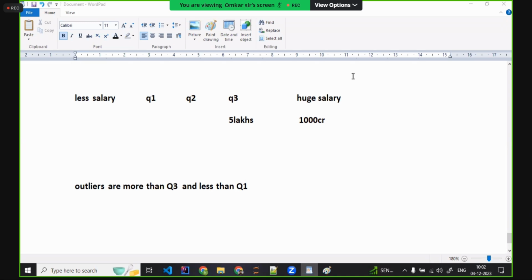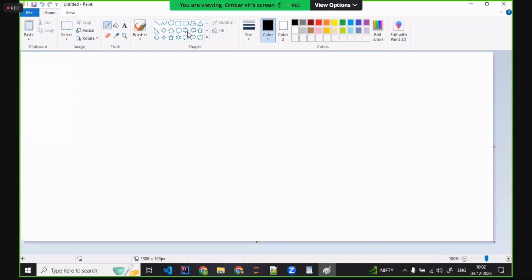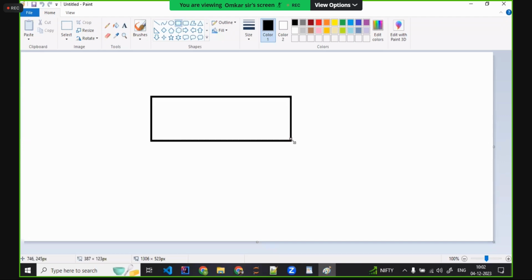Very good. Now let's do the box plot. Box plot analysis is very important. I'm drawing a box like this, and we need to draw a line like this, and another line here.